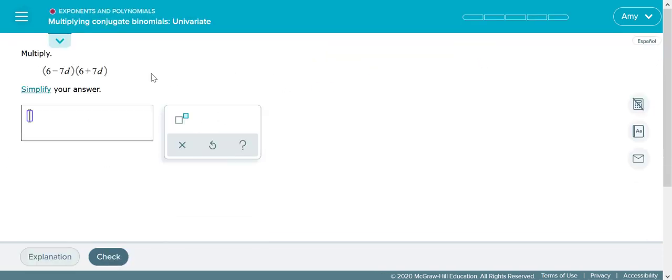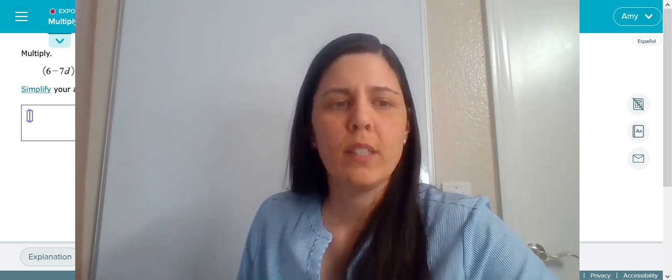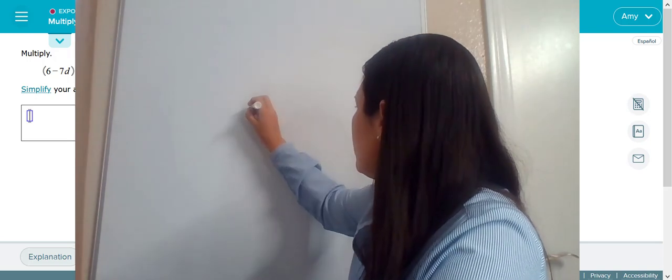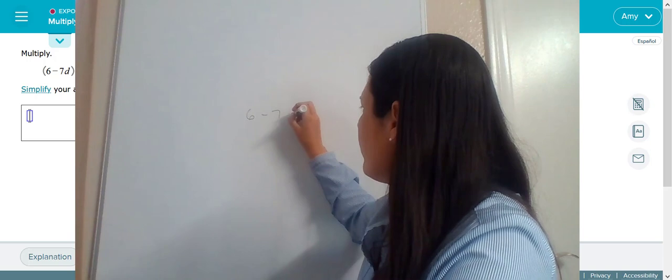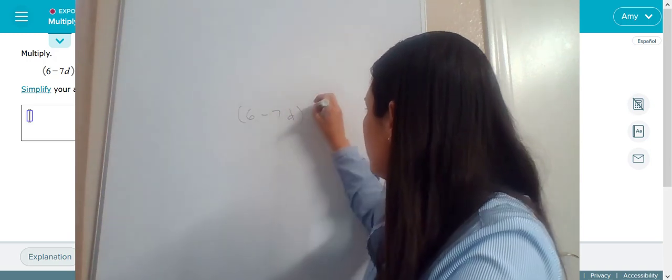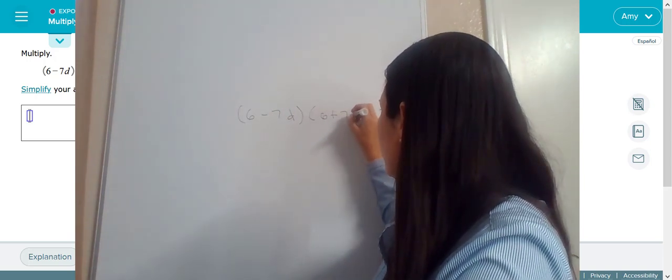So how do we multiply this binomial times this other binomial? A binomial means it has two terms in each factor. So the 6 and then the minus 7d, those are each a term. Let's go ahead and work this out. So we have 6 minus 7d times 6 plus 7d.